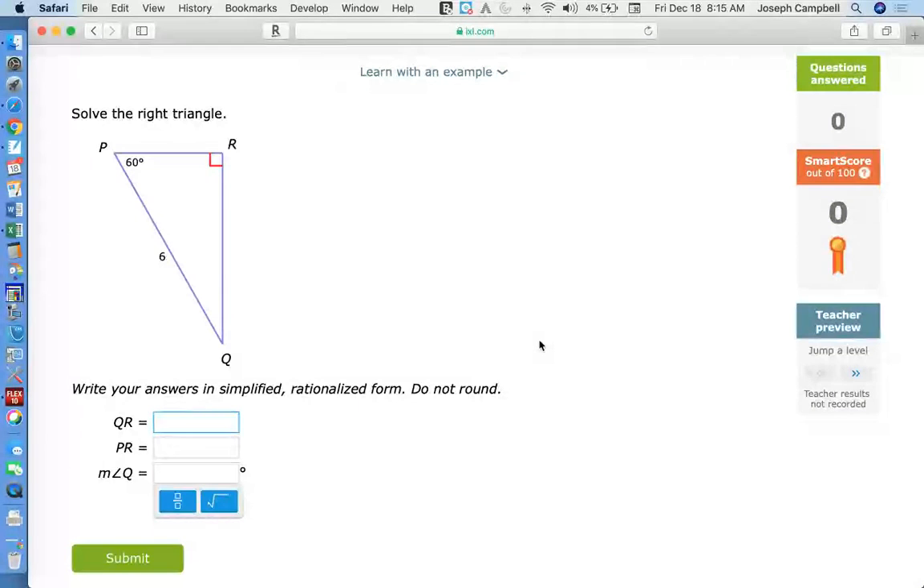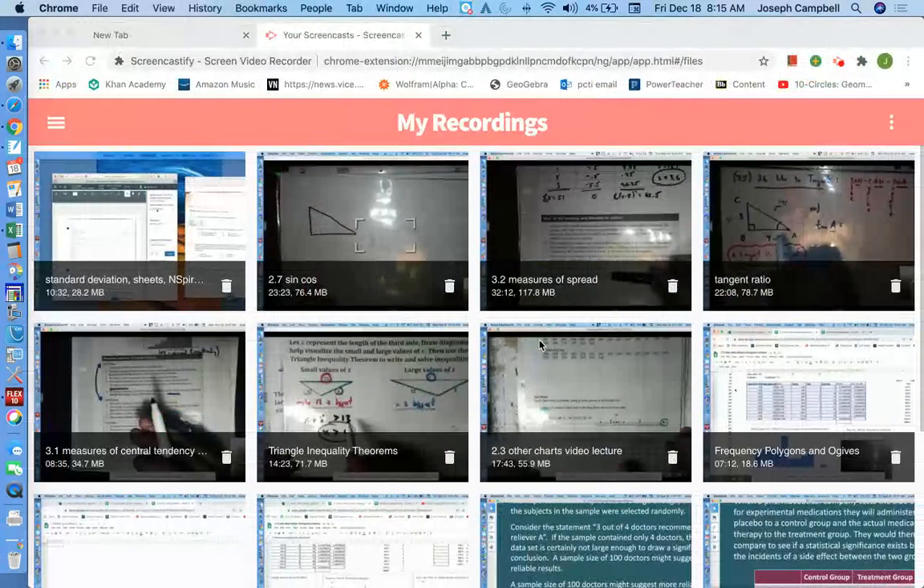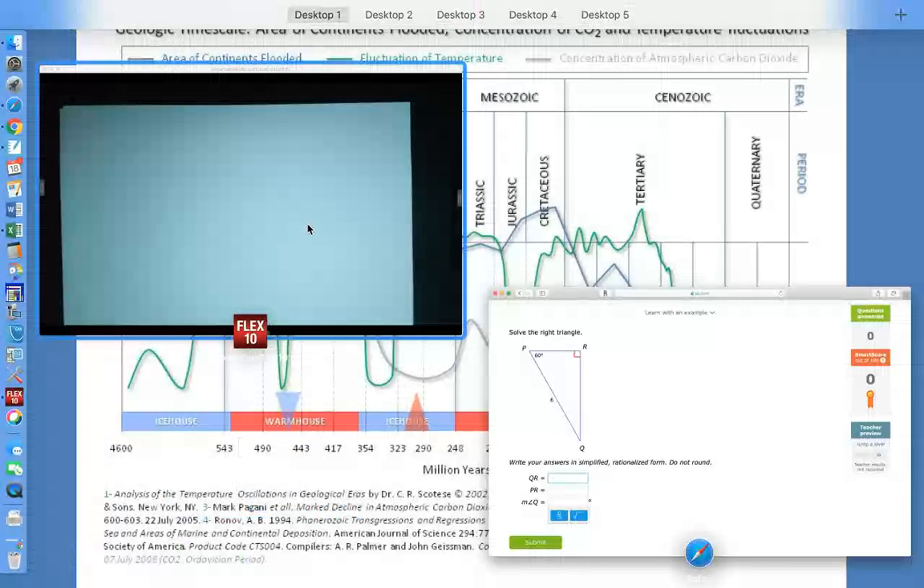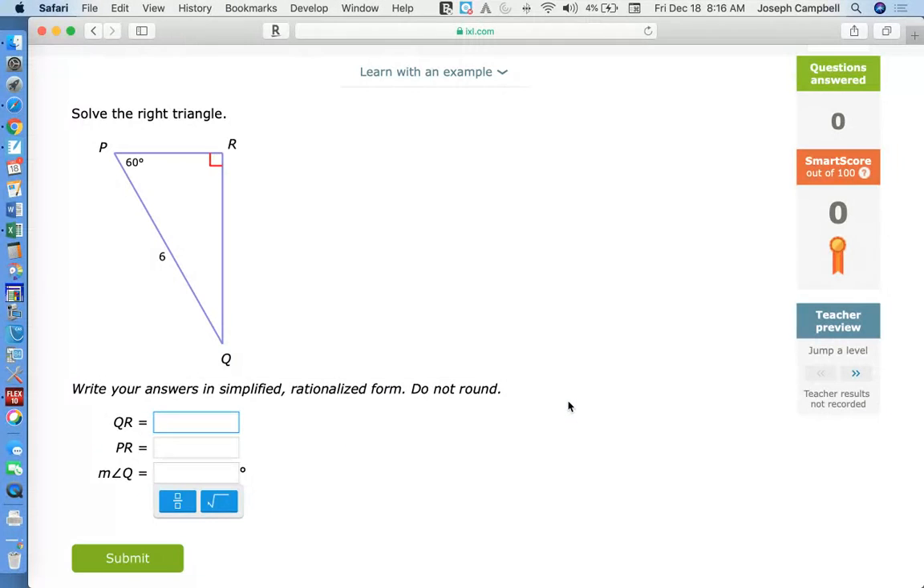I'm sorry, I wish I could get my webcam in here, but I feel like if I start it up again, it's just going to freeze my other camera. Anyways, go ahead and copy that down.